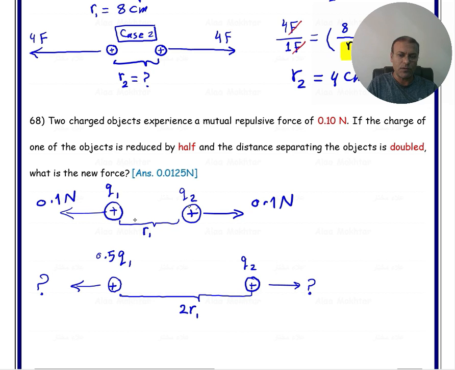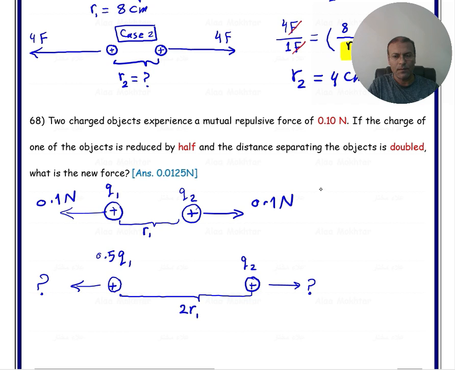We have two charges. They have a repulsion force because the charges are the same, and the distance in case number 1 we don't know; it is R or R1, whatever. Okay, we make two changes. I change the magnitude of one charge, we decrease it to half, and increase the distance to double. What is the new force?